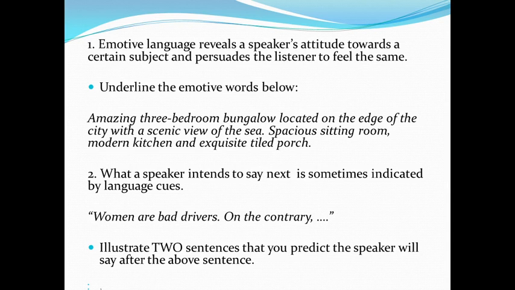Here you will be given some sentences. Amazing 3-bedroom bungalow located on the edge of the city with a scenic view of the sea, spacious sitting room, modern kitchen and exquisite tiled porch. You are supposed to find out the emotive words where your emotions are aroused. Search for adjectives and adverbs and the words which give you some descriptions.